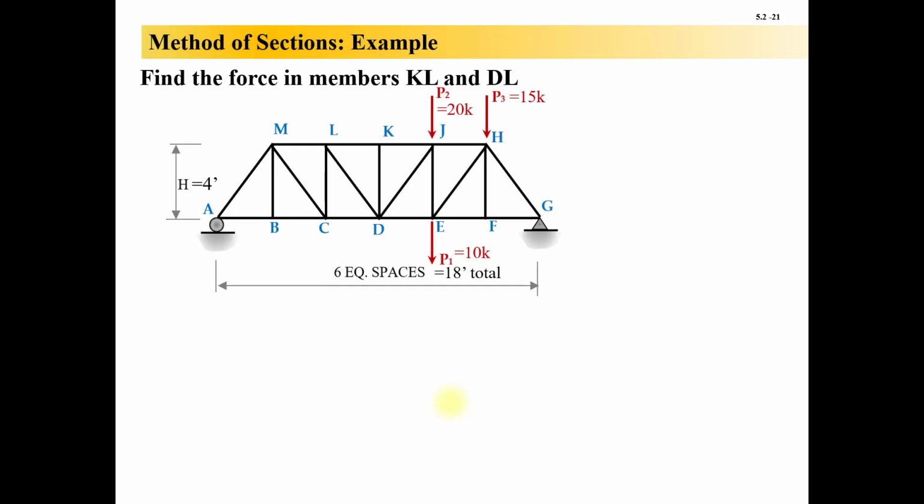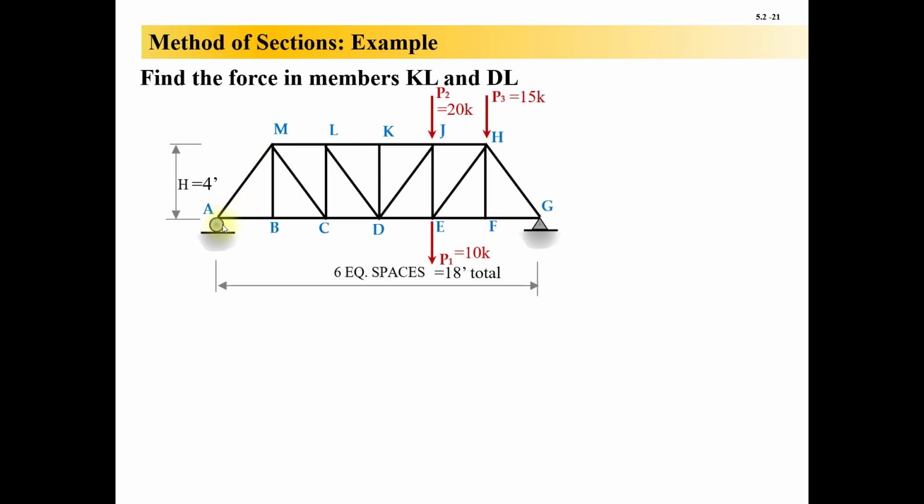An example of method of sections. I have this truss here, A, B, C, D, E, F, G, H. Look, I skip over I. That's very common in labeling in engineering because I and 1 can be confused. K, L, M. If I got into O, we also usually skip over O because it can look like a 0. But anyway, I have this truss here.